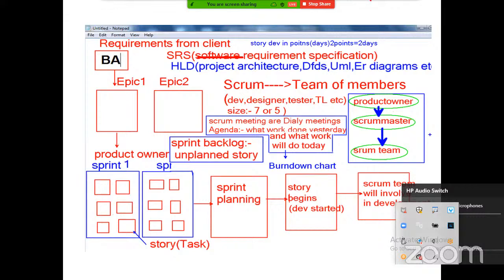Stories. Sprint is nothing but a collection of what? Stories. Are you following, everyone? A planned story is called a sprint. An unplanned story is called the sprint backlog, meaning ready to develop. For example, construction of a pillar. Without construction of the pillar, we cannot construct the slab. Construction of the pillar consists of 10 stories, so keep those 10 stories in one sprint. They will keep the tasks that must be developed first in the form of a sprint.